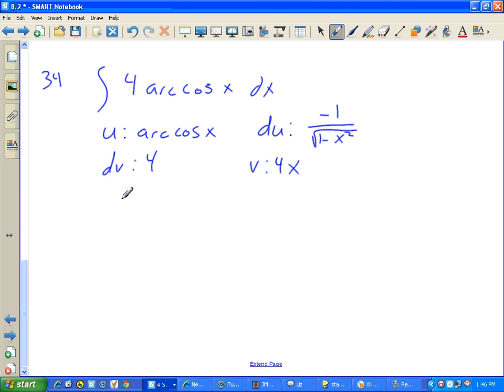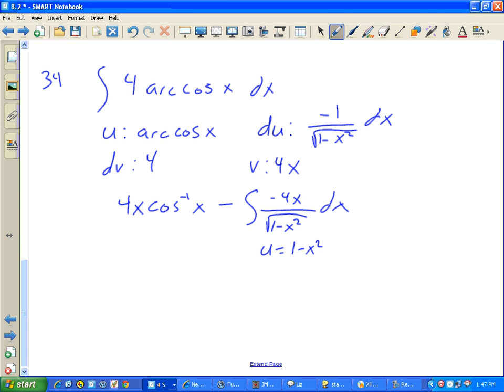So when I fill out my form, I'm going to have u times v, so 4x times the cosine inverse of x, minus the integral of, if I multiply these together, I get negative 4x on top over the square root of 1 minus x squared dx. So I'm going to do u substitution here.